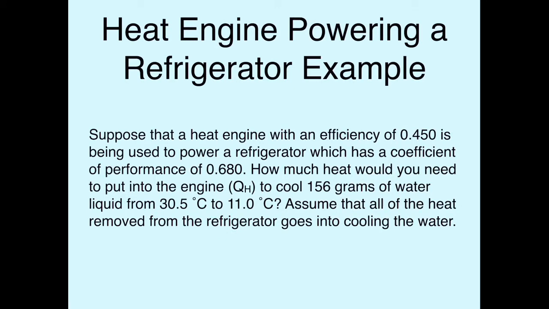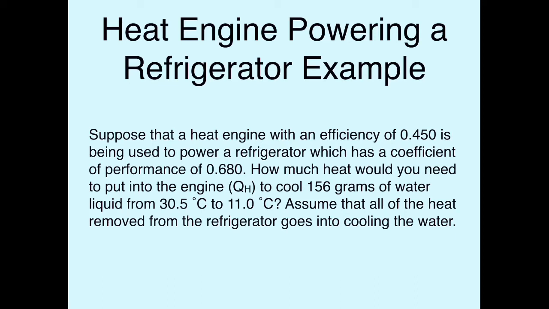Okay, so let's take a look at another example. In this example, we're going to imagine that we have a heat engine and we're using that engine to run a refrigerator. So the heat engine is powering the refrigerator. So suppose that a heat engine with an efficiency of 0.450 is being used to power a refrigerator, which has a coefficient of performance of 0.680.